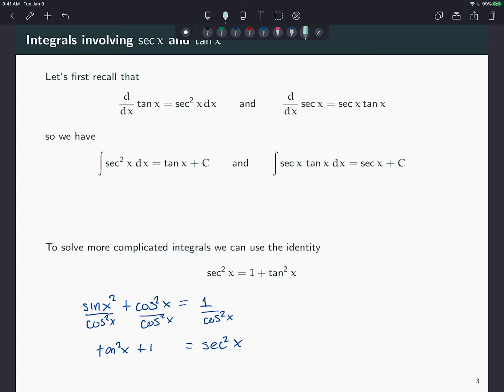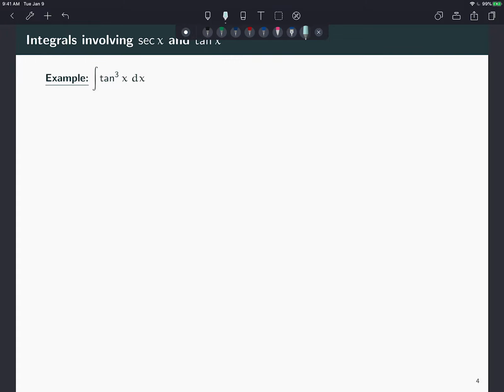So this identity is not a new one to use in your memory bank. It's the one you already have. This one, just divide each term by cosine. So how do we use it? I'll do one more example in this video, and then make other videos with more complicated examples. So I'm going to start with tangent cubed. So how would we do tangent cubed?